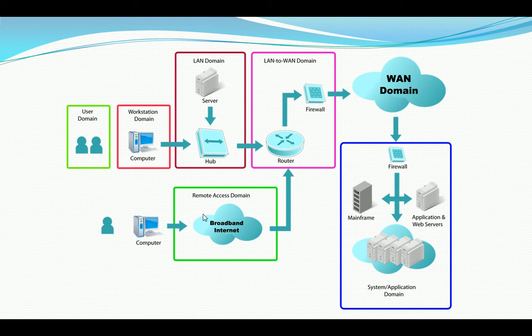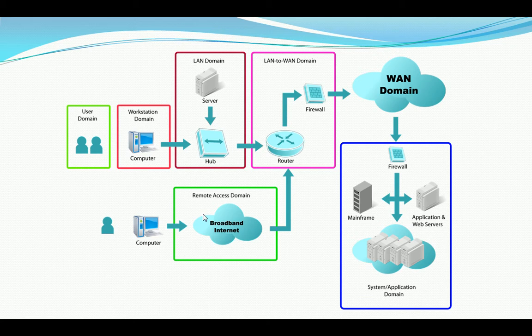But you substitute the word switch for hub, and then when you've got servers that might interact with that switch, and then moving to the right, you've got your router that might be behind a firewall in the LAN-WAN domain. So usually in the LAN-WAN domain, we'll find things like routers and firewalls interfacing with the WAN, which is the public internet. And then you've got your system and application domain.